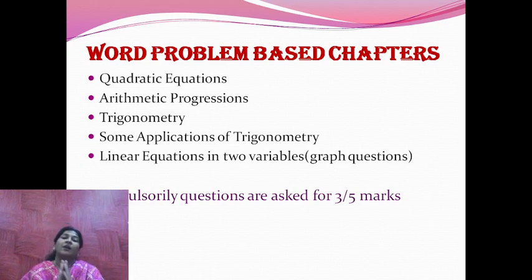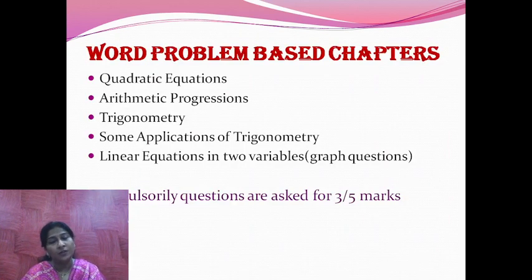Remember students, when you are solving the 5 marks questions based on trigonometry or some applications of trigonometry, remember you have to draw a figure. 4 marks will be there for solving, and 1 mark will be there for drawing the figure. So then and there only draw the figure, students. Okay. Next is the linear equation in two variables. Graph questions are only there in this lesson, plus at the same time elimination and substitution method is there, which is very much easy. Again you can score 3 to 5 marks. Okay.